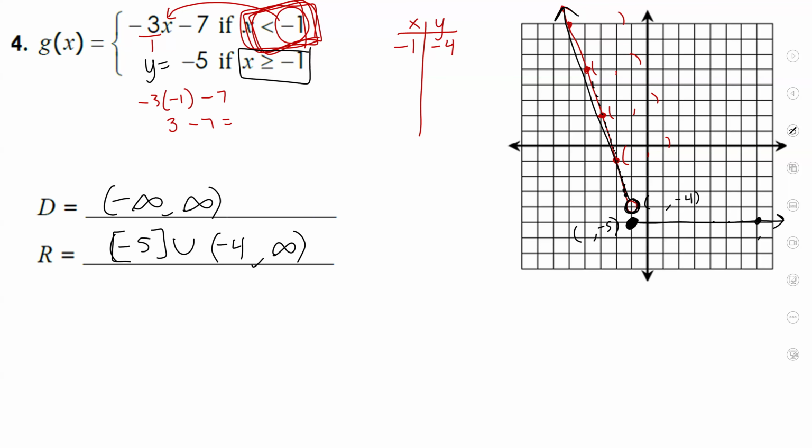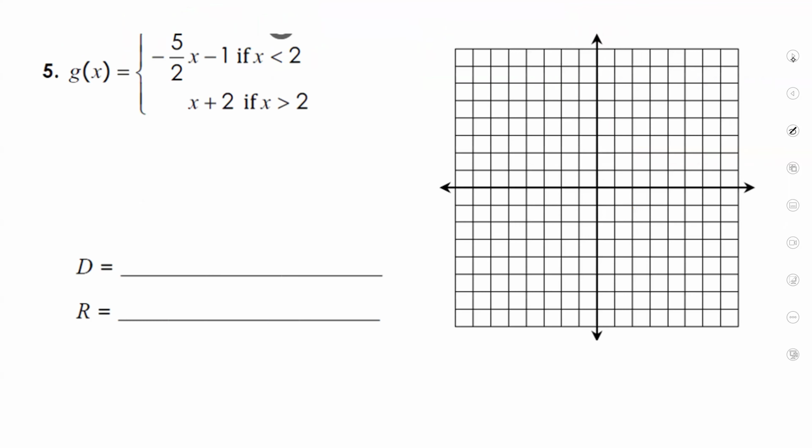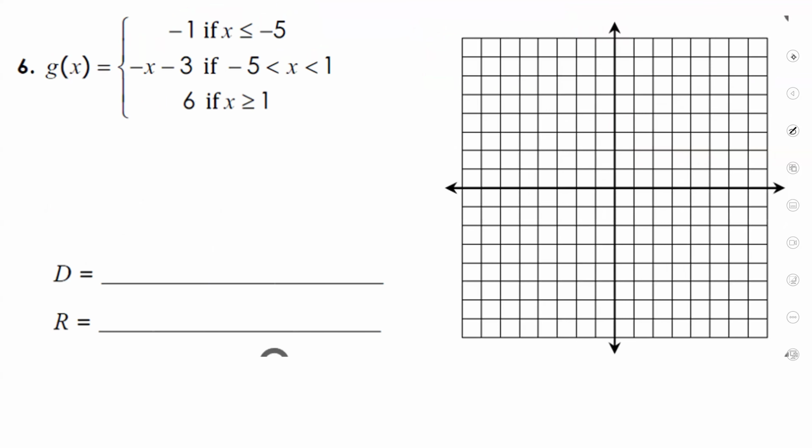Okay, let's try another one. I'm going to do this one because there's 3 of them this time. I don't want you to get lost. Okay, let's try number 6. I'm going to do the first one. Guys, think of this as just the line y equals -1. So go down to -1, and it starts at -5. So 1, 2, 3, 4, 5. So right here.